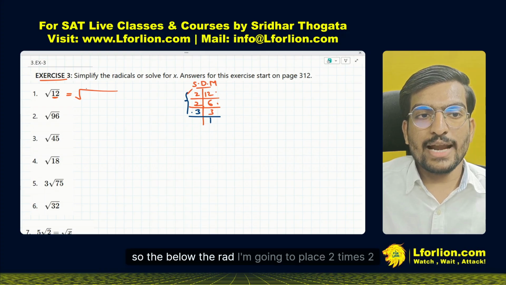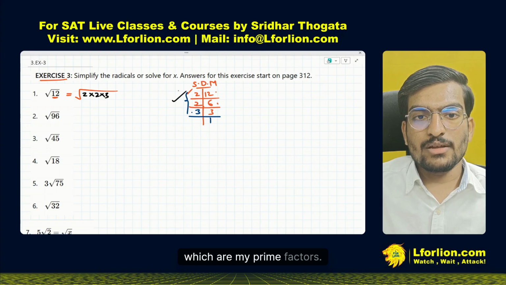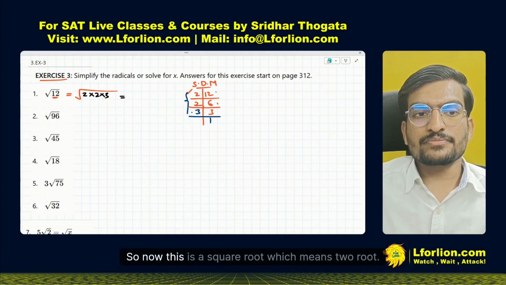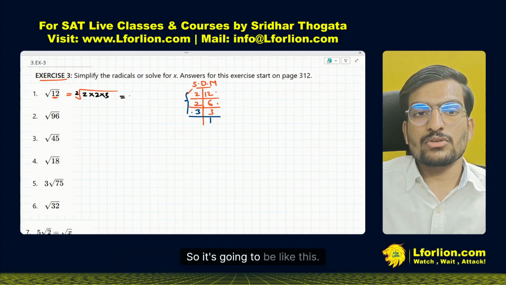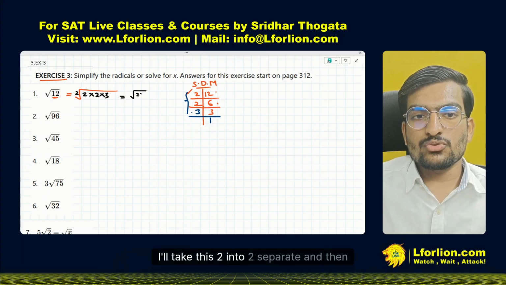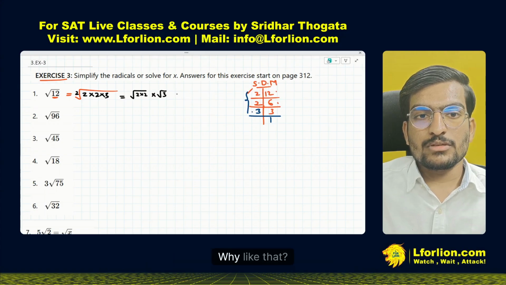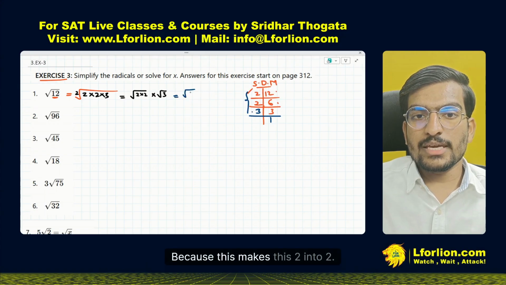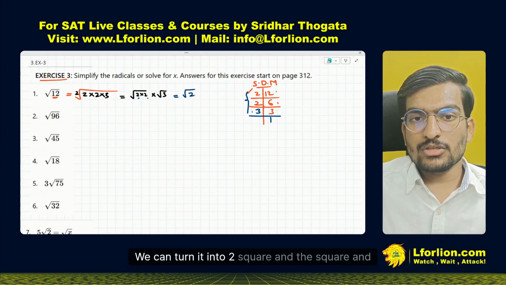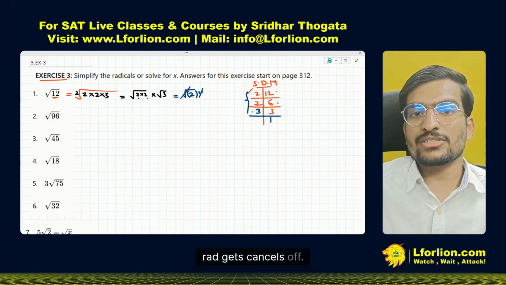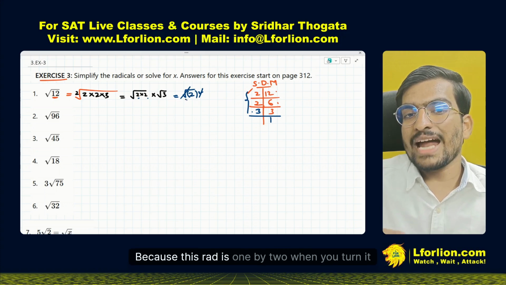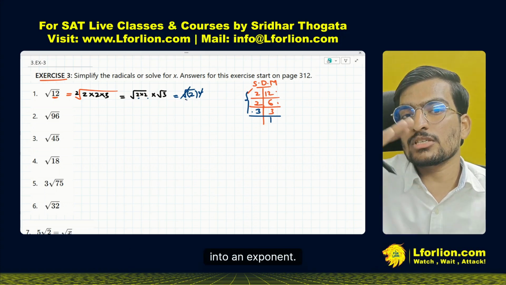So below the radical, I'm going to place 2 times 2 times 3, which are my prime factors. Now this is a square root, which means 2 root. I'll take this 2 into 2 separately, and then multiply it by root 3 separately. Why like that? Because this 2 into 2 we can turn into 2 squared, and the square and radical get canceled off, because this radical is 1 by 2 when you turn it into an exponent.